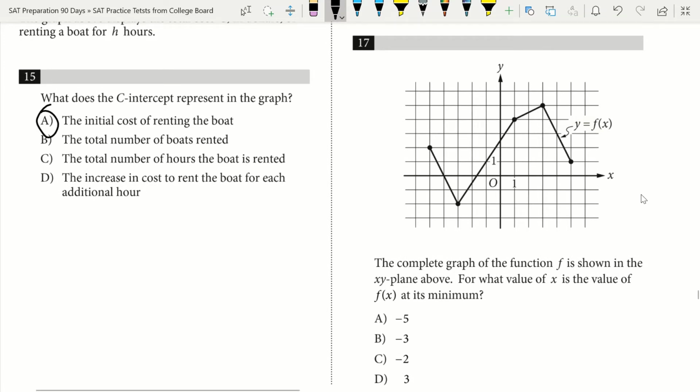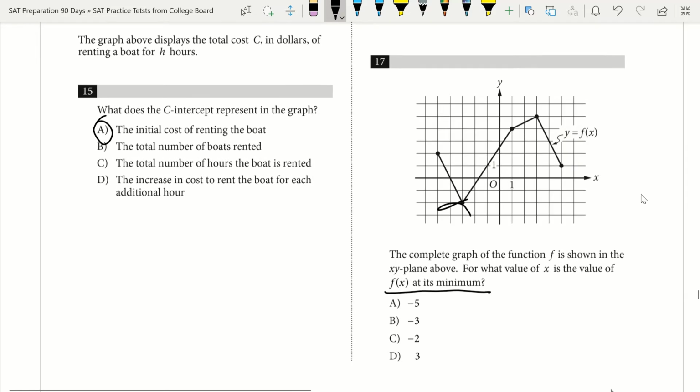The complete graph of the function f is shown in the xy plane. For what value of x is the value of f of x at its minimum? So f of x being at its minimum occurs right here, right? All right, hang on a minute. So f of x being at its minimum we see is right there, okay? So we see that that's at -3. So we have -1, -2, -3. So the value of x when f of x is at its minimum is going to be B, -3.